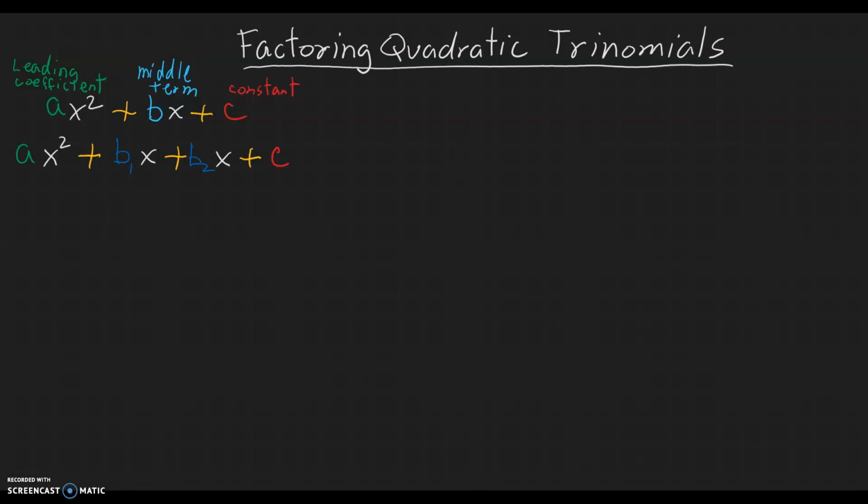Today we're going to be factoring quadratic trinomials in the form of ax squared plus bx plus c, where a is the leading coefficient, b is the middle term, and c is the constant. What we're going to be doing is splitting the middle term to come up with ax squared plus b sub 1x plus b sub 2x plus c. And again, this is called split the middle term. So I'll go ahead and write that right here. Split the middle term.